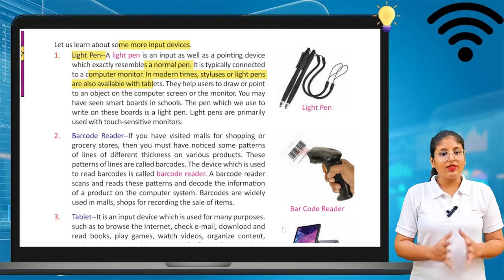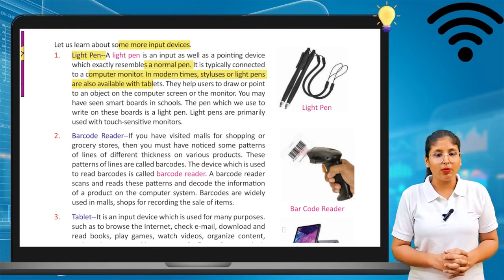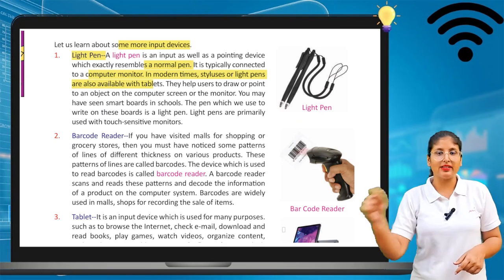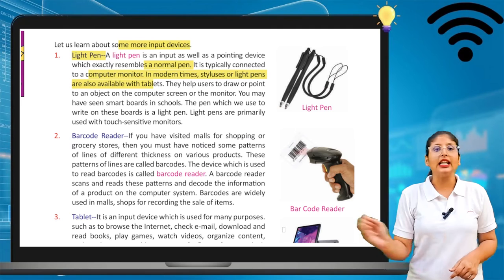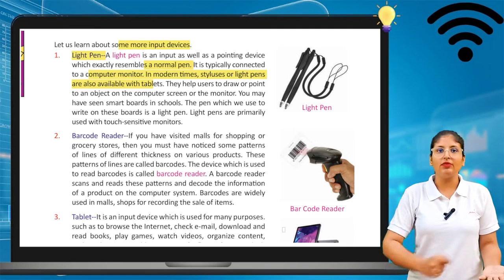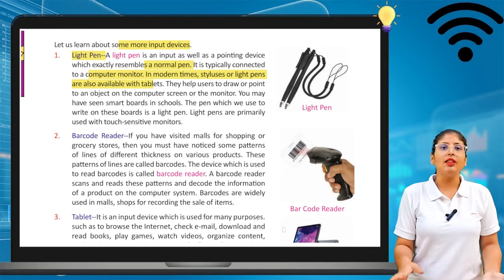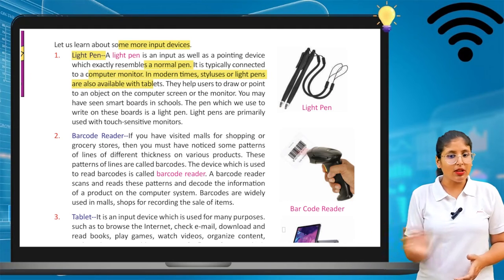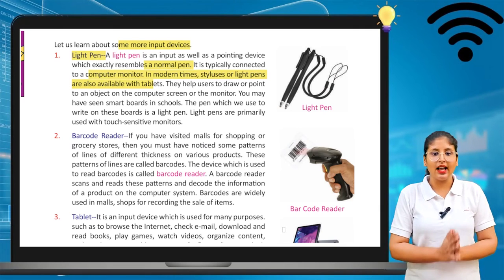So you may have seen smart boards in school. The pen which we use to write on the boards is a light pen. With the help of a light pen, we can easily write anything on the board. It is the same as in a notebook, where with the help of a pen or pencil we are able to write. In the same way, in the smart board, the light pen is there to write something.